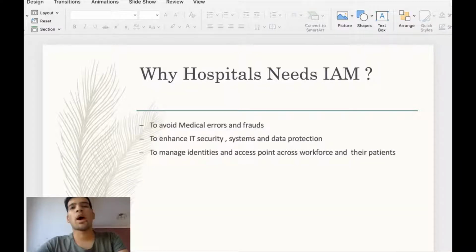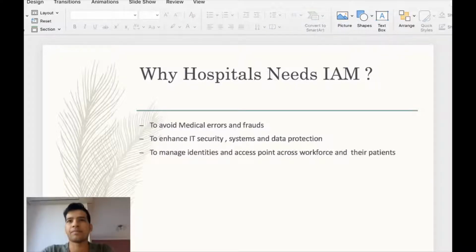So, why should hospitals implement identity and access management? Firstly, of course, to avoid medical errors and fraud. Secondly, to enhance the IT security system and data protection. Thirdly, to manage the identities and access points across the workforce and their patients.